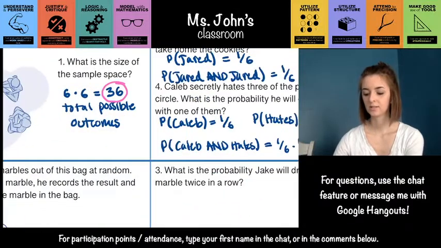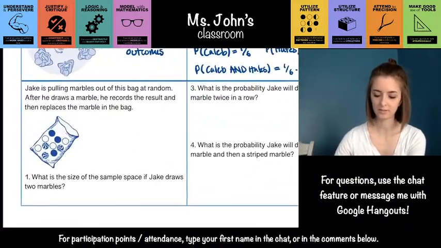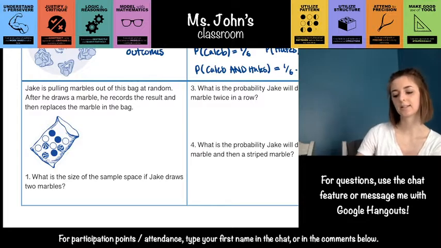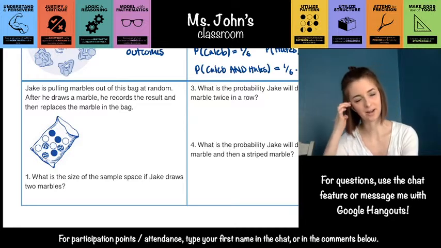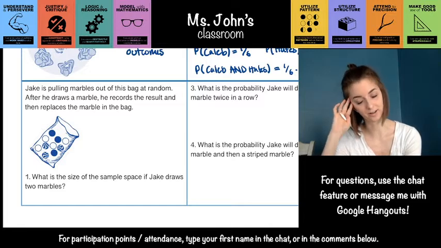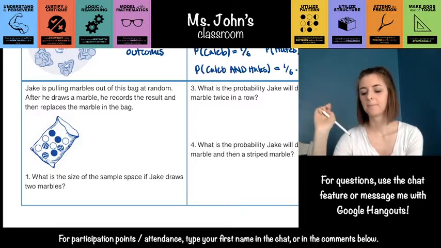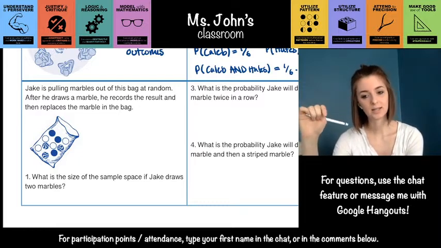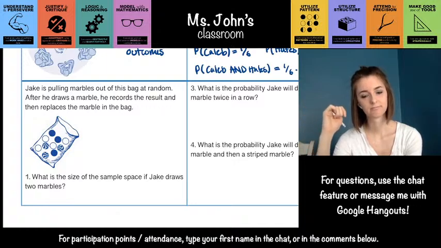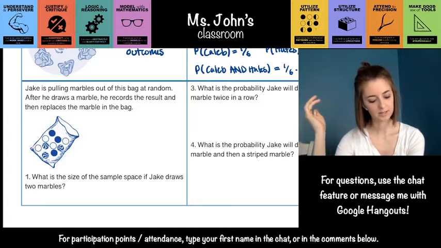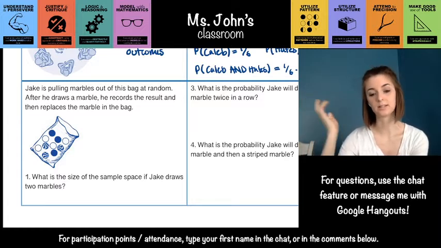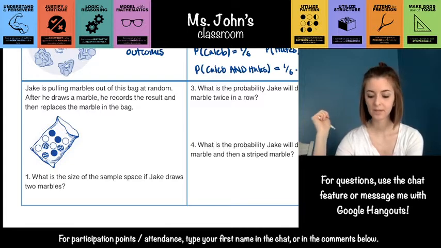Okay, let's do this one. Jake is pulling marbles out of this bag at random. After he draws a marble, he records the result and then replaces the marble in the bag. So remember how we talked about how if you don't replace what you're pulling out of the bag or drawing out of the deck, then they become dependent. These are independent because he's replacing the marble. So we're still doing the same kind of math, which is nice. He's replacing the marble, so therefore those two events are completely independent of one another.